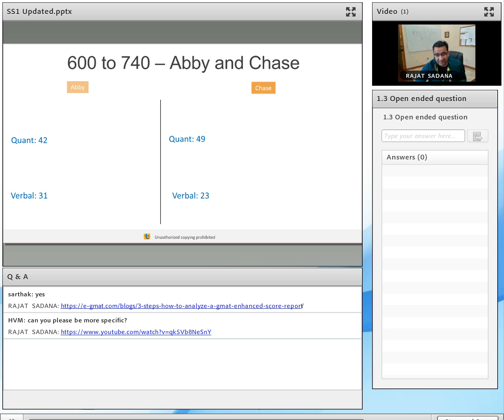When you translate them into percentiles, which are scores out of 100 and which I prefer just because they're much easier to comprehend, Abby is at the 42nd percentile in quant. It just happens that a Q42 out of 60 is also the 42nd percentile today. Chase is at the 72nd percentile in quant. When it comes to verbal, SC, CR and RC, you can see Abby is around the 60th percentile, and Chase is around the 33rd, 34th percentile.